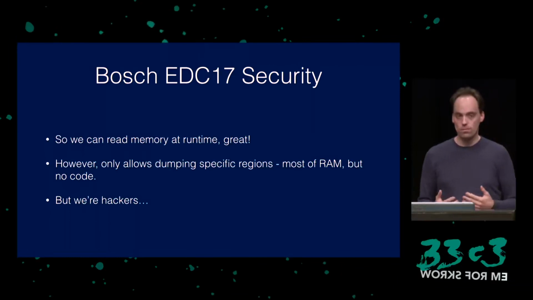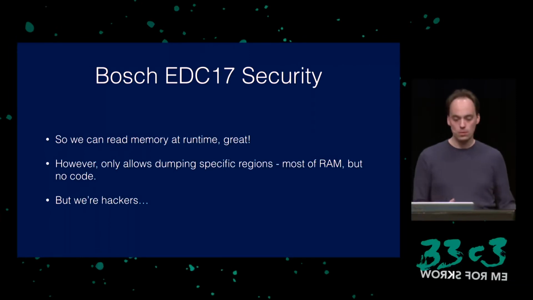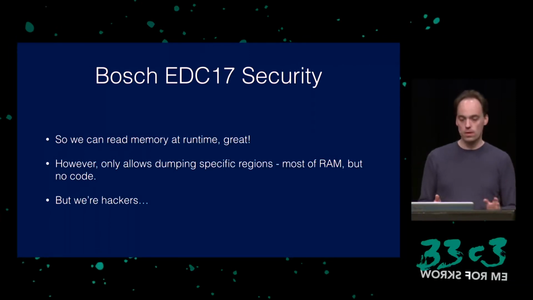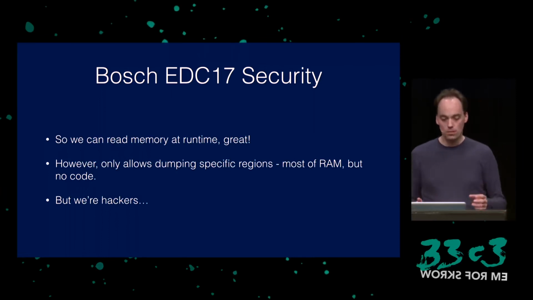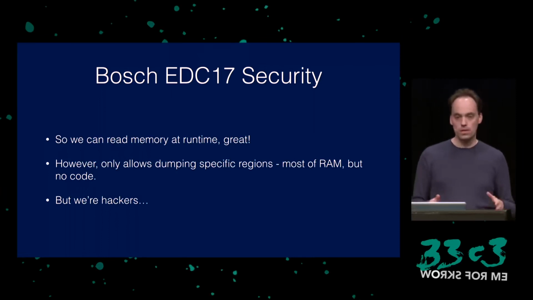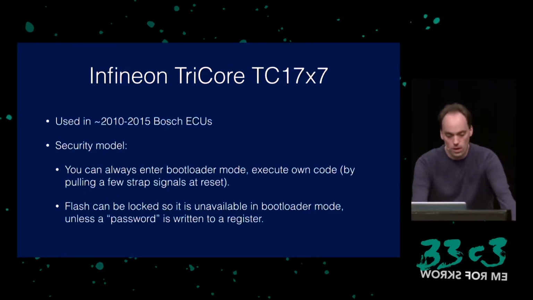However, it turns out that for the Bosch ECU, you can only dump specific regions. You can dump most of memory. Some areas in memory are excluded, but most of the interesting stuff you can read. But you can't read any code. You cannot read anything in Flash. But we are hackers, of course, so we find a way.